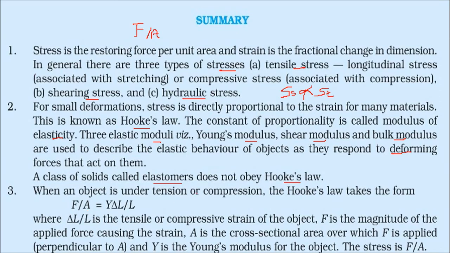When an object is under some tension or compression, Hooke's law can take this form, which is very important for solving problems. F by A is equal to Y delta L by L. This essentially has come from Y, which is F by A divided by delta L by L. This delta L by L is the tensile or compressive strain. F is the magnitude of the force applied causing this strain. A is the cross-sectional area over which this force is applied, which has to be perpendicular to the force. And Y is the Young modulus of the object. So F by A is the stress, and this is stress by strain. This is very important. You just have to remember that Y is stress by strain. Other things will be solved.